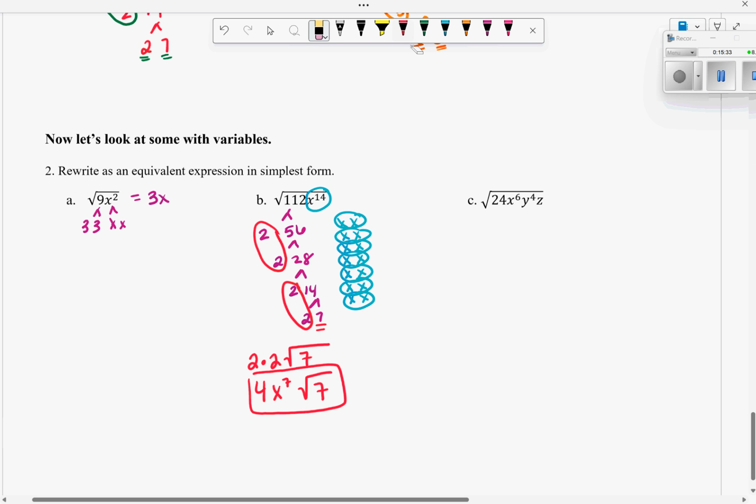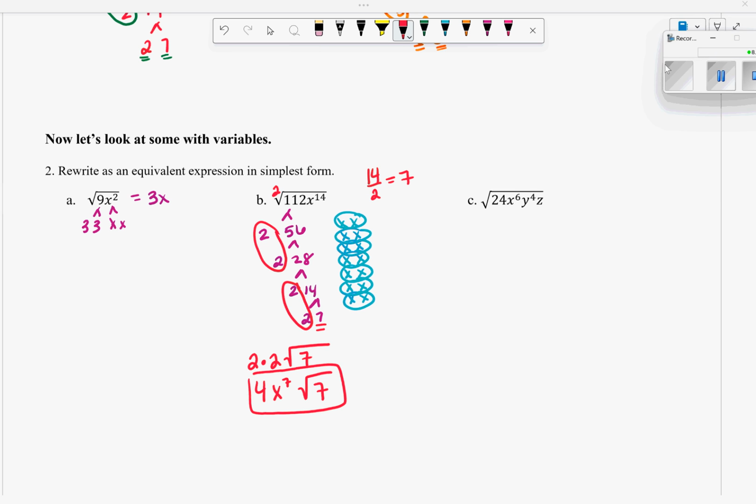Another thing you can do is you don't want to have to write out all the x's because that can be quite a lot of work. You can think about, well, this is an index of 2. So how many times does 2 go into 14? 7 times. That's why we have 7 groups of 2 x's.